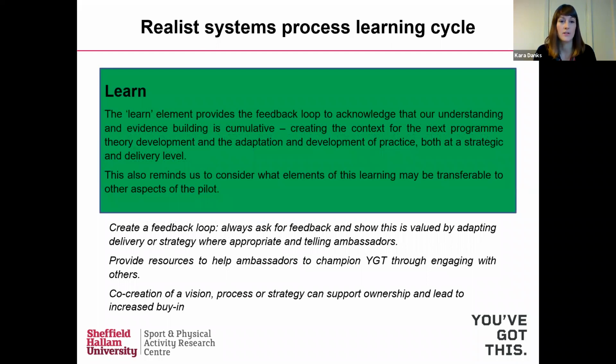So in terms of learning, the learning arm of the spiral goes right back up to the top, and really reminds us that what we're doing here is trying to accumulate evidence. We're building on evidence by developing programme theories and feeding that back into both practice and new programme theories, refining how we think things are working. Some early examples of insight that have come out of this include the importance of creating a feedback loop: always asking for feedback and showing this is valued by adapting delivery or strategy where appropriate and feeding this back to ambassadors.